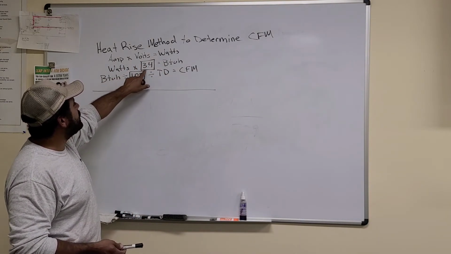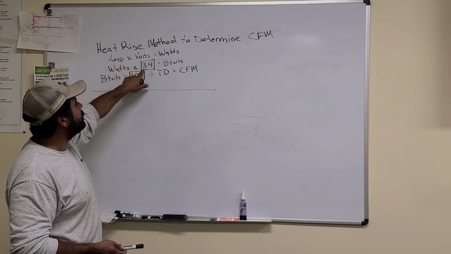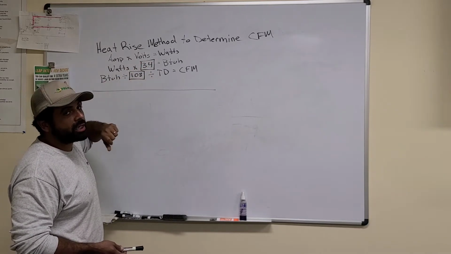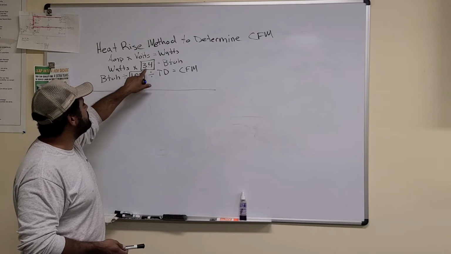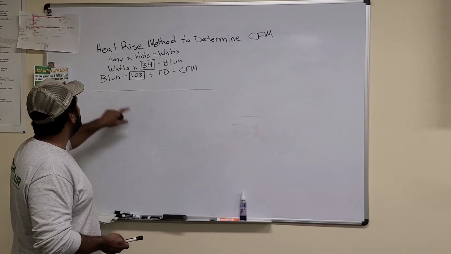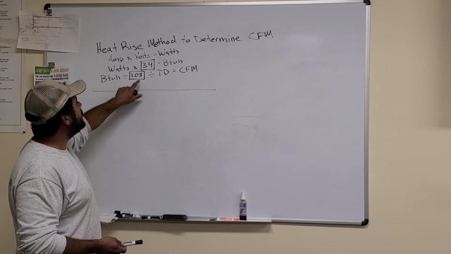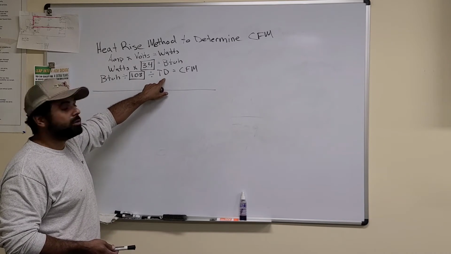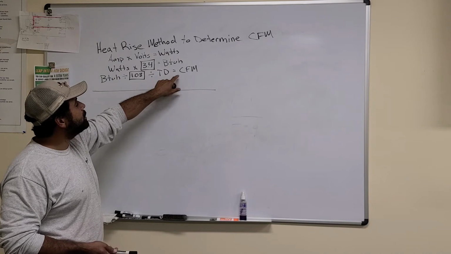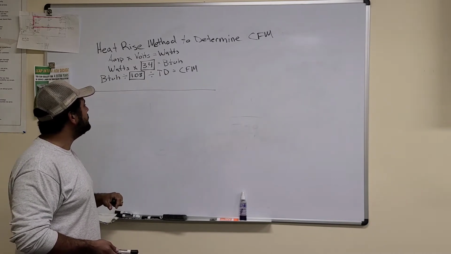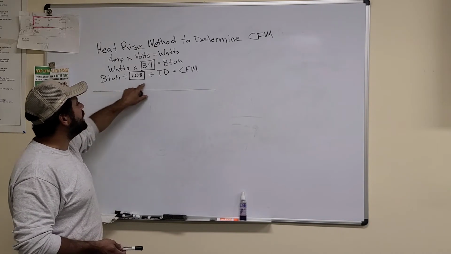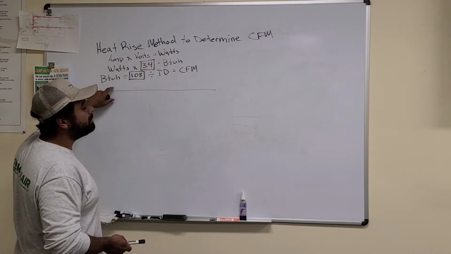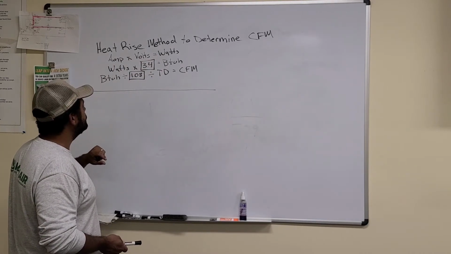Watts times 3.4. You can see, guys, I squared around the 3.4. That's because that's one of our constants. Watts times 3.4 gives me BTU heating, and then BTU heating divided by 1.08 divided again by the temperature difference during that heating process equals CFM for that equipment. So that is a good way to determine CFM in air conditioning.